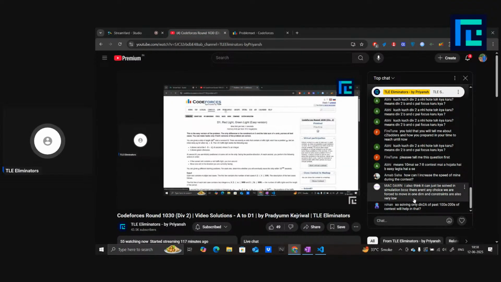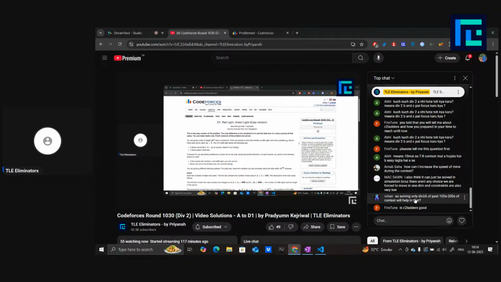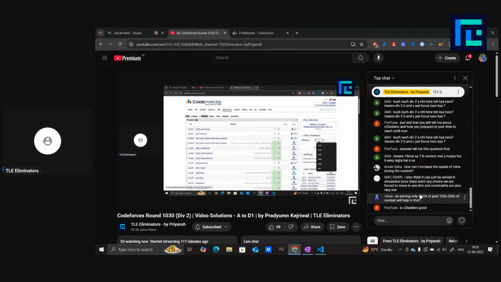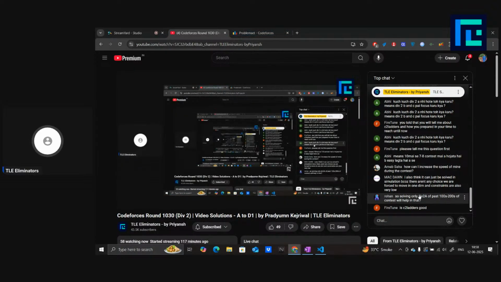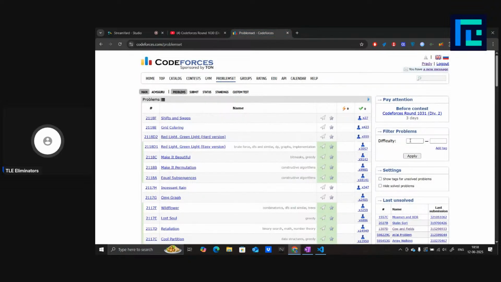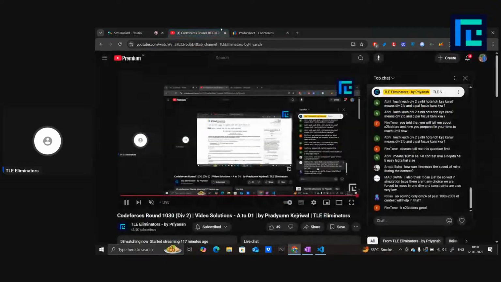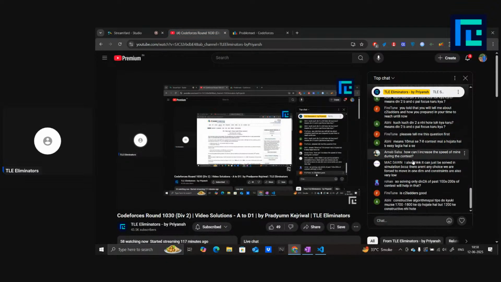Solving only Div 2 A of the past 120 contests will help in that. See, Div 2 A, I won't recommend that. I would recommend you to solve rating wise, because sometimes Div 2 A might be easier, sometimes it might be harder. What you can do is just solve the same difficulty. Whatever you are able to solve, just solve one level above that. That is my only thing that I would advise.